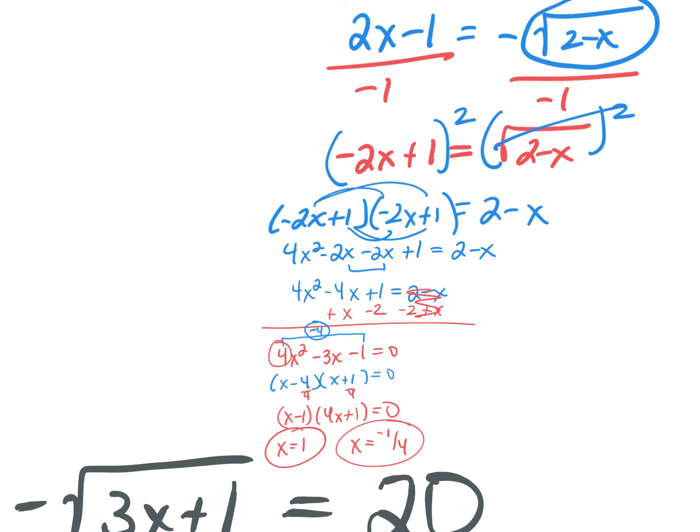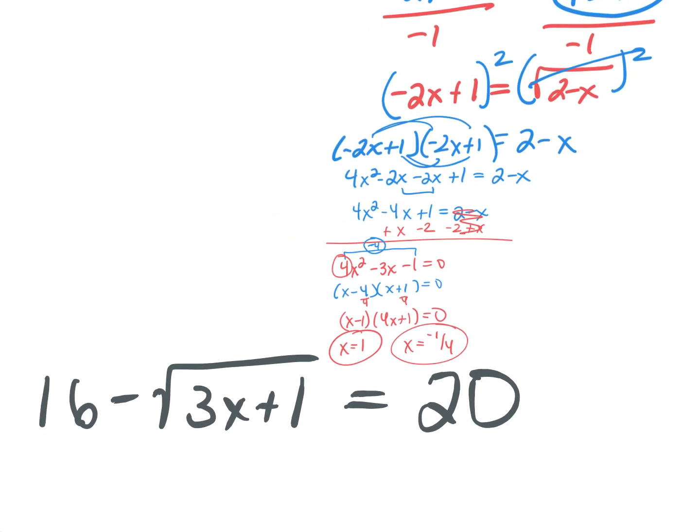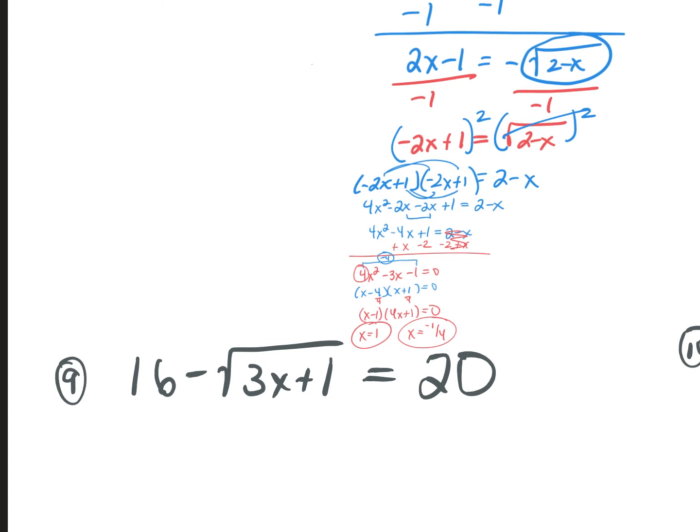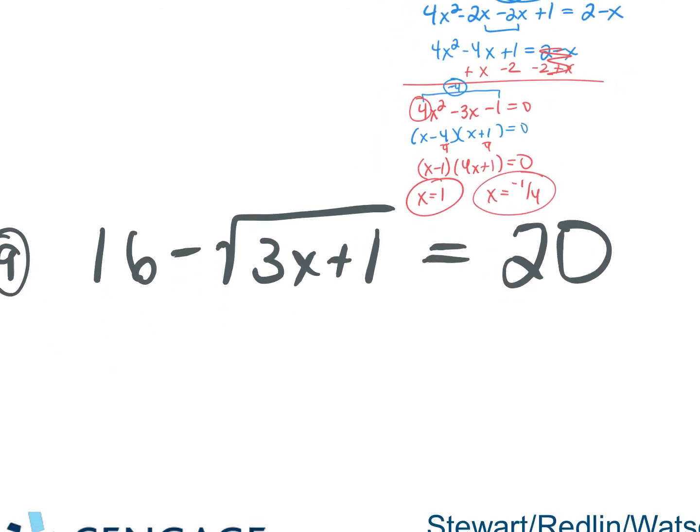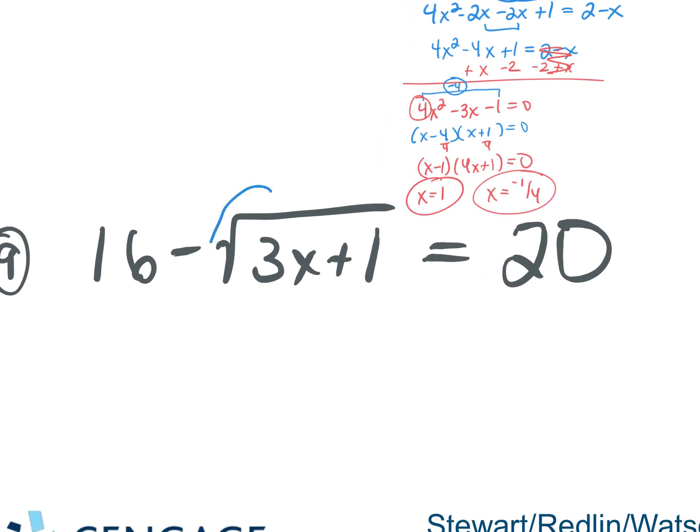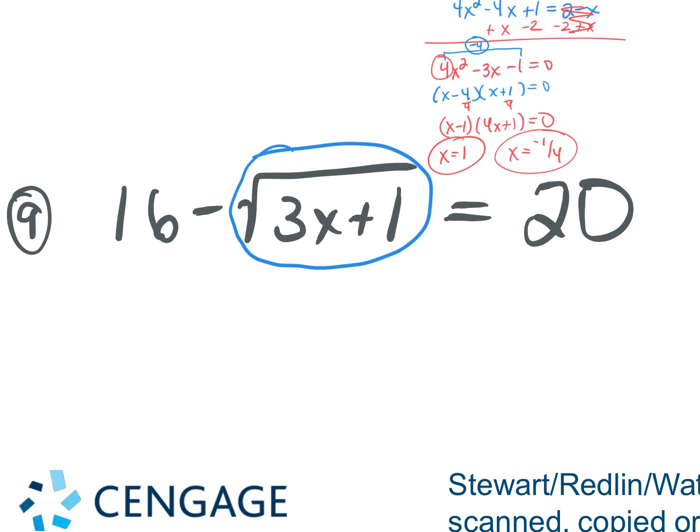How do we feel? Not bad. When you have a square root, what's the first thing you have to do? Isolate it. Good for you. Get it by itself. Let's look at number 9. Let's isolate the square root. So what do I have to do? Subtract 16 from both sides.